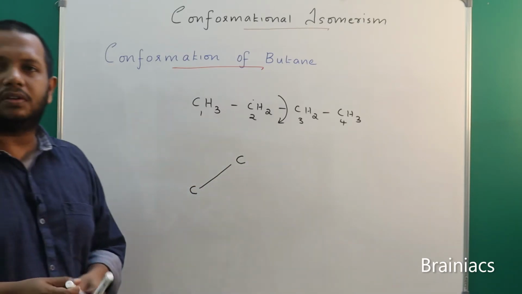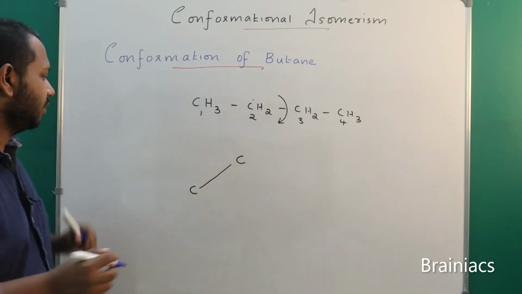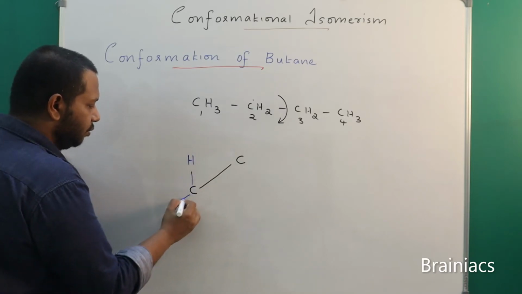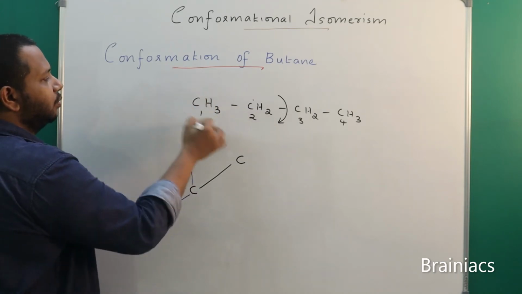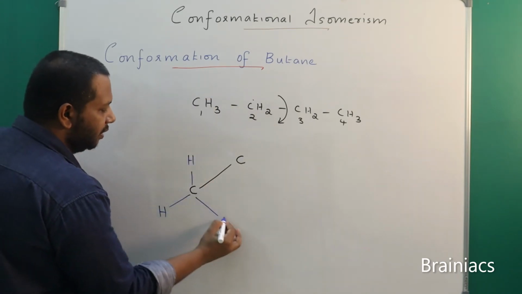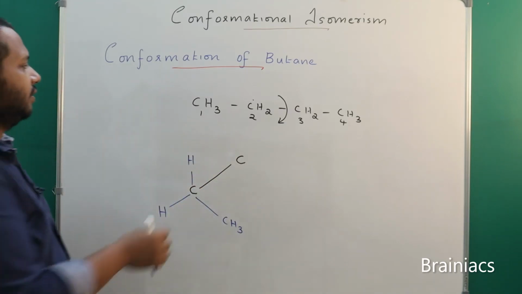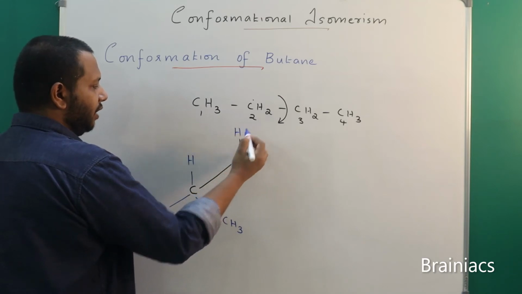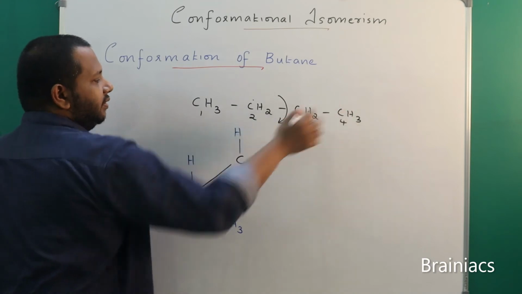Now you can see what is connected to this carbon atom. Two hydrogen atoms are connected, so let me draw those two hydrogen atoms. And the third one is connected to a CH3 group. Correct? Now let's see the next carbon atom. Two hydrogen atoms are connected, so let me draw those two hydrogen atoms. And the third one is a CH3 group.